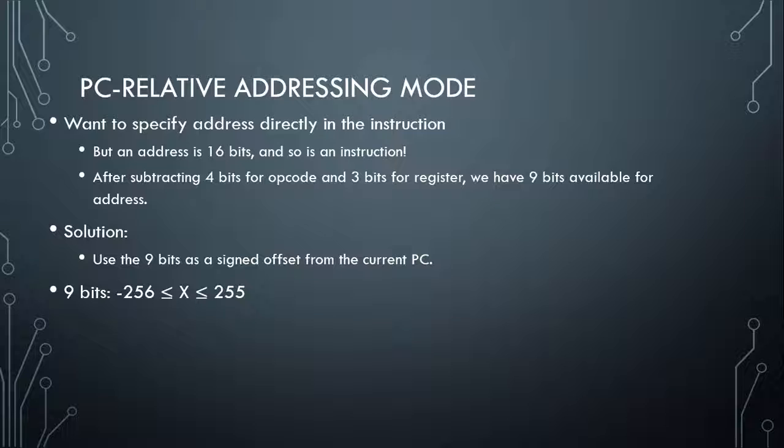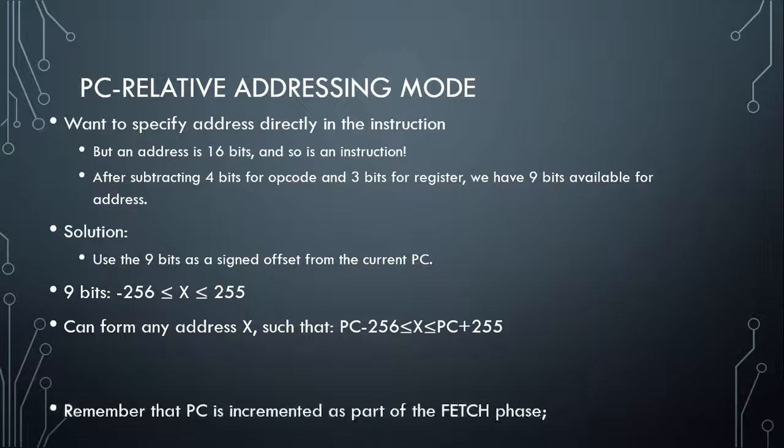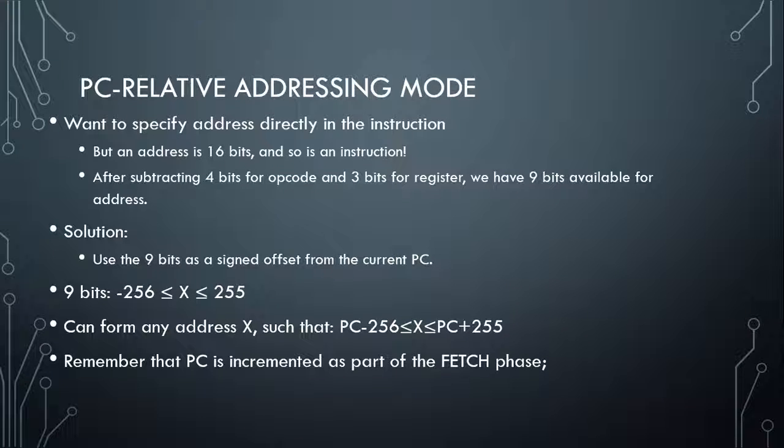So 9 bits technically can go from -256 all the way up to 255. Therefore we can form any address x such that the program counter minus 256 is less than x, which is less than the program counter plus 255. Now the important thing to remember is that the program counter is incremented as part of the fetch phase. So it does increase as we cycle through those different phases again and again. This is done before the evaluate address stage. So if you're going to do this kind of thing, you have to do it before that.